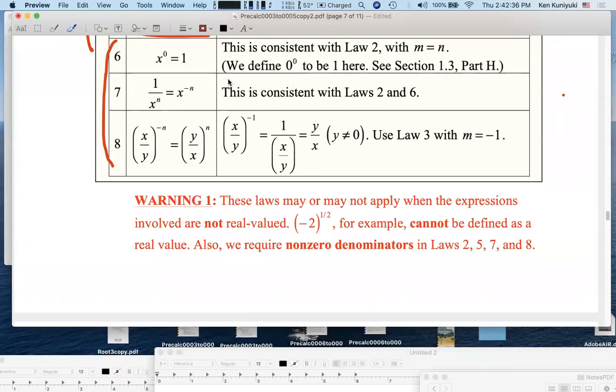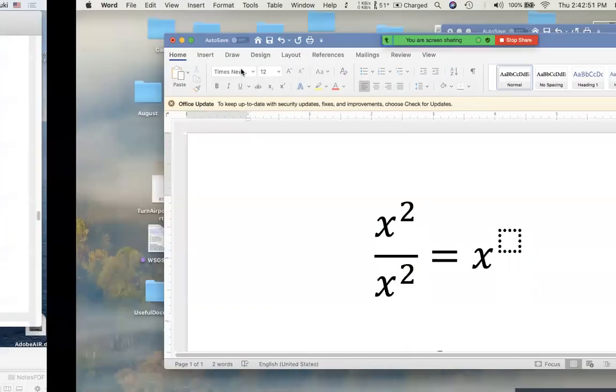Hi everyone, let's take a look at these last three laws for exponents. First of all, x to the 0 equals 1, as long as x is not 0. Bear in mind, 0 to the 0 is sometimes defined to be 1 if you're dealing with polynomials. All right, let's talk about that.